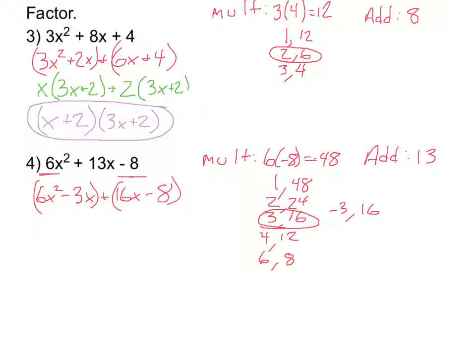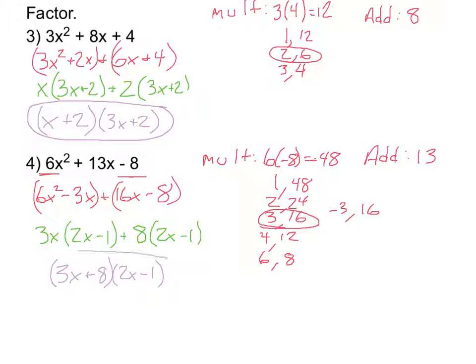Okay, next, let's take out from the first parentheses a 3x, leaving me with 2x minus 1, plus from the second parentheses I can take out an 8, leaving me with 2x minus 1, which is excellent. The parentheses match. What do we get? Well, my first parentheses, I'll put 3x plus 8. My second parentheses, what's left in those parentheses are the same, the 2x minus 1. There we are, and we are done.